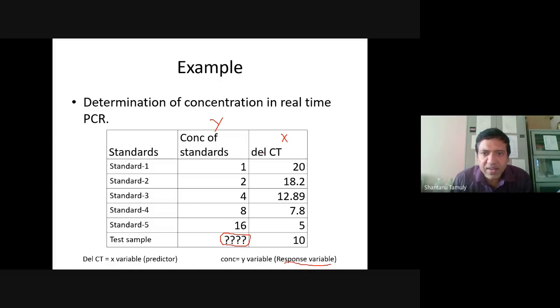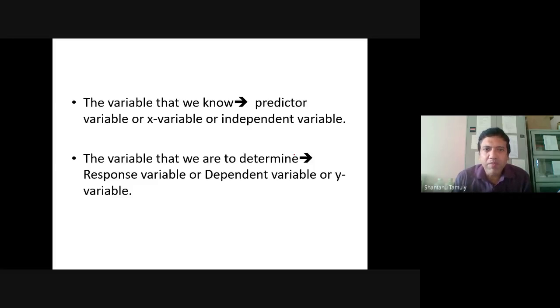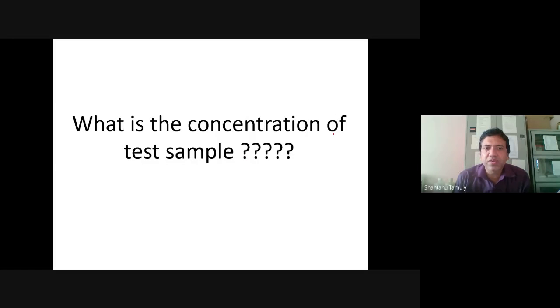And the delta CT value is available for the test also, so we take this as the X variable. Now our aim is to find out the concentration of this test sample. So we will estimate the concentration of the test sample using the delta CT value of the test sample. First of all, we will use the standard curve method, which I have already mentioned. Now, what is the concentration of the test sample?